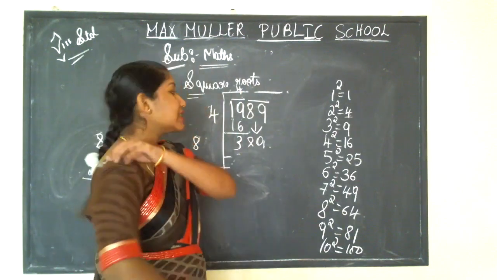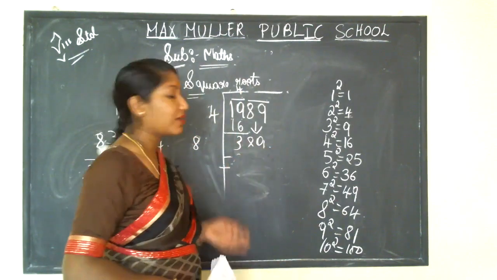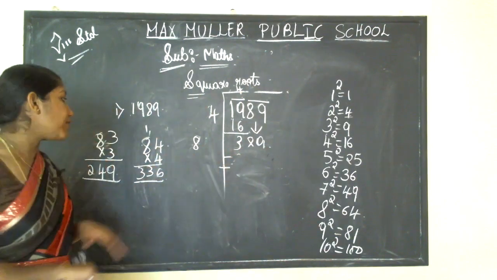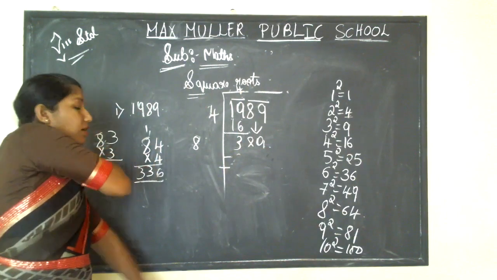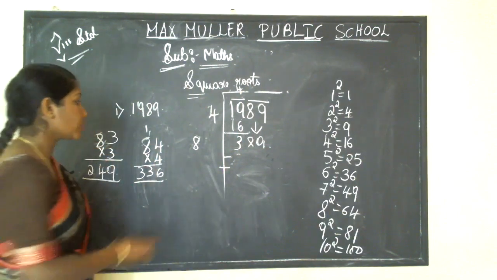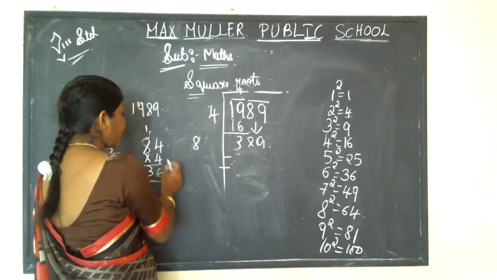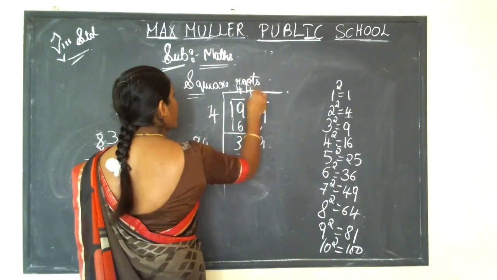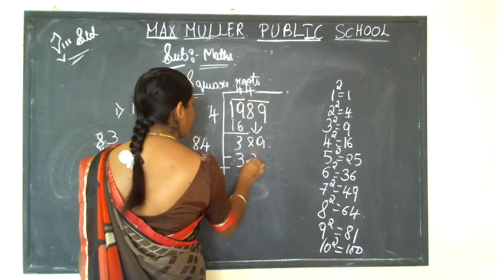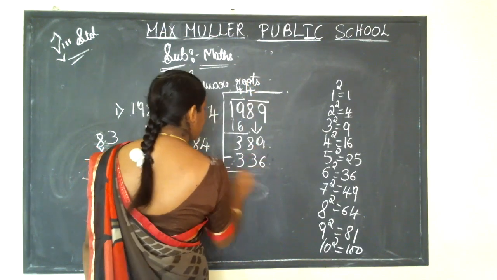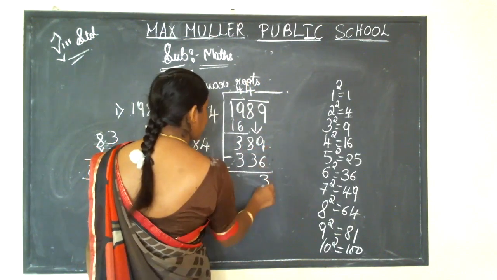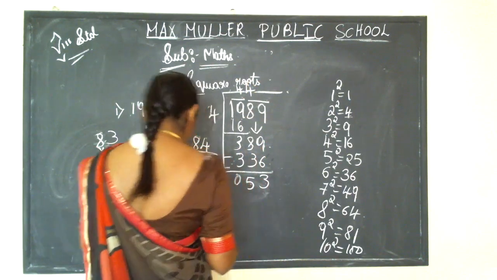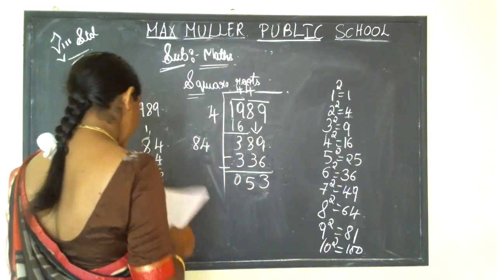There, you directly see the last digit and you solve. But here, as there will be a remainder, there will be some problem while seeing the square numbers. You have to write here. So 84 into 4, 336. So 9 minus 6, it is 3. 8 minus 3, 5. 3 minus 3, it is 0.